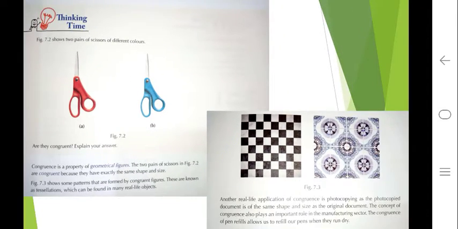To be able to understand more, let's just continue first. It shows two pairs of scissors of different colors. Are they congruent? Explain your answer. Now, congruence is a property of geometrical figures. That means it doesn't have anything to do with colors. As long as their shape and size are exactly the same, they are congruent.